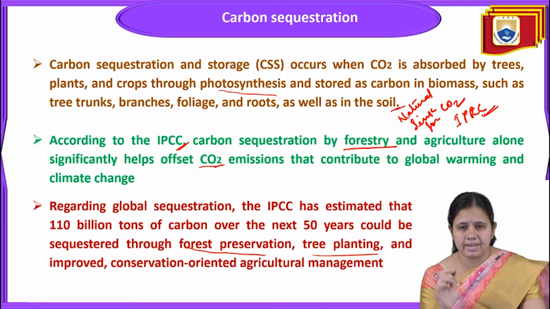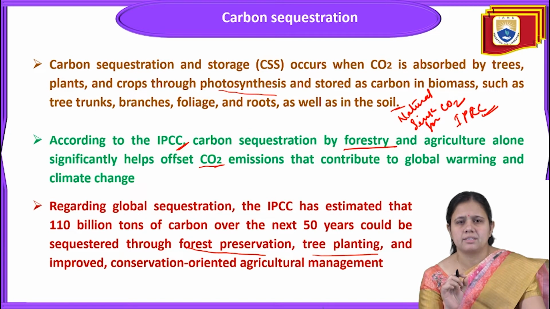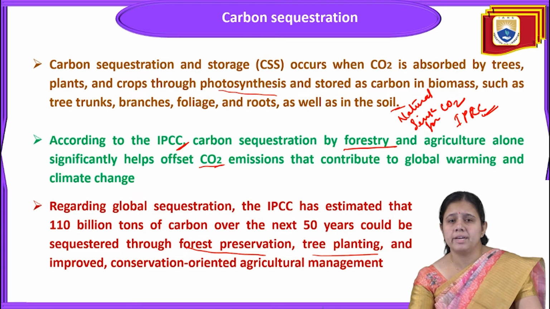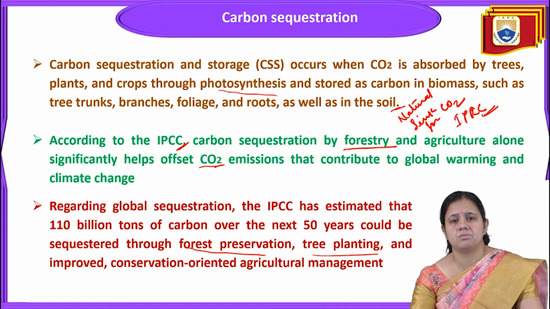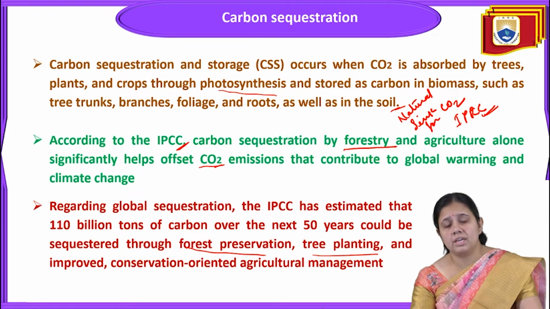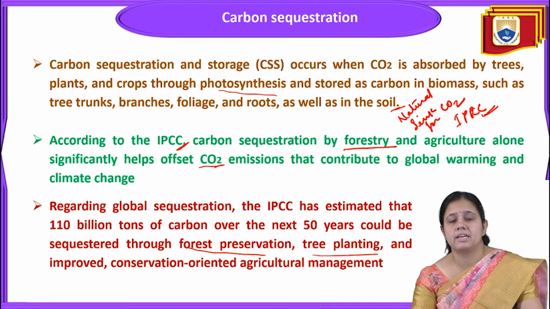Carbon sequestration is very helpful in the mitigation of carbon dioxide, because carbon dioxide is responsible for the greenhouse effect, and the greenhouse effect leads to global warming, and global warming leads to climate change. So the thing responsible is carbon dioxide. To mitigate global warming, carbon dioxide absorption or storage is very important, and only forestry and agriculture have the capacity to absorb more and more carbon dioxide.